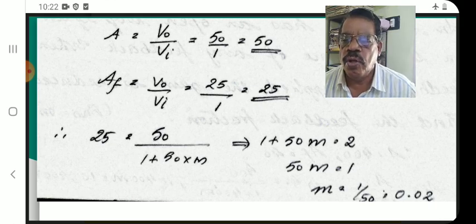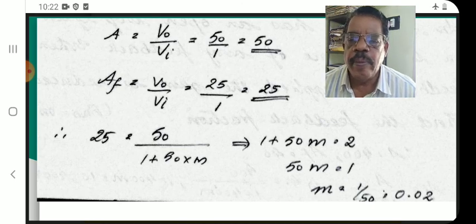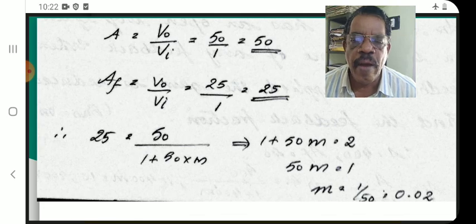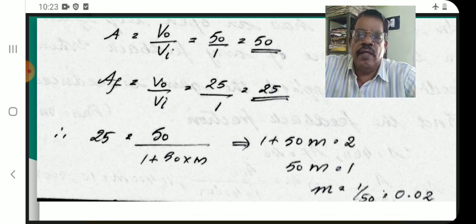Put the value. 25 is 50 by 1 plus 50 into M. 1 plus 50M is equal to 2. 50M is 1. M is 1 by 50. 0.02 is the answer.